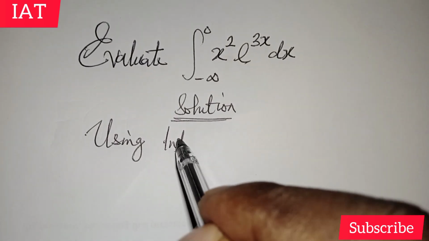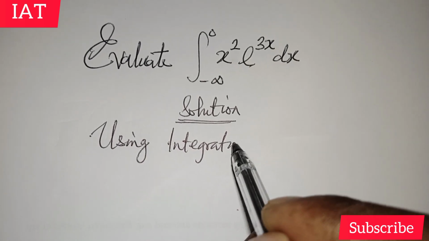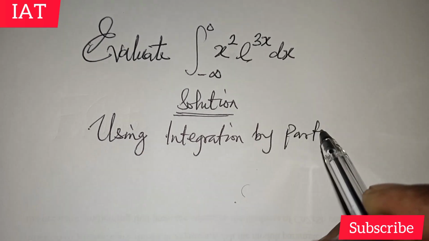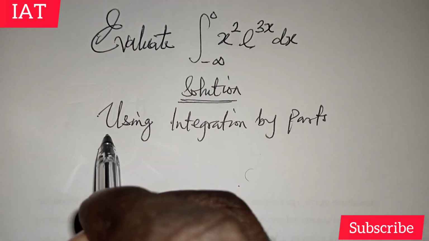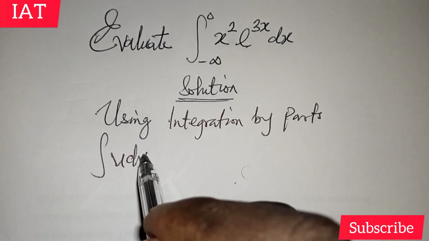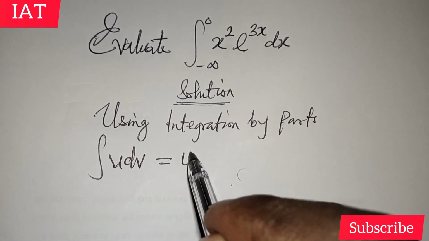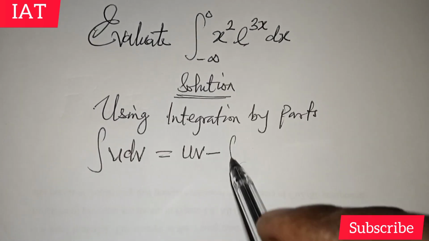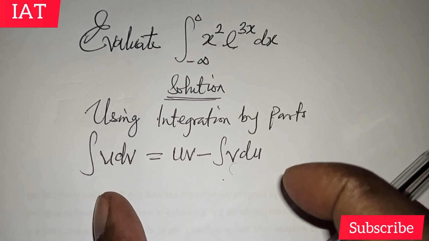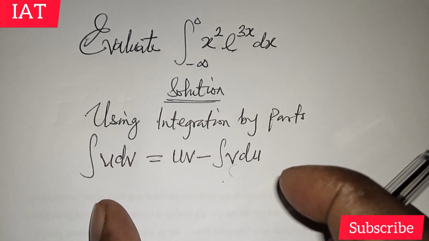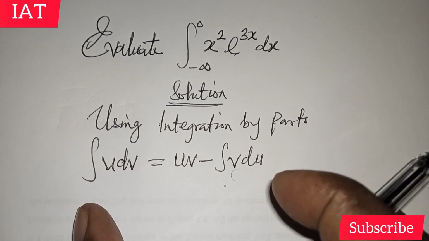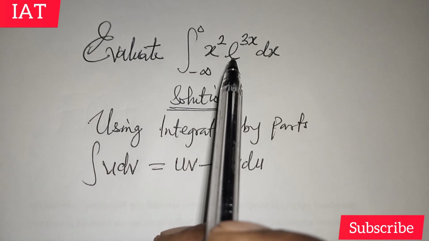So say using integration by parts. So what we need to do is to quote the formula. The integral of u dv equals uv minus integral of v du. So this is the formula for integration by parts. If you've not come across that, at least you've seen it right now. So what we need to do is to teach you how to use it to evaluate this problem.